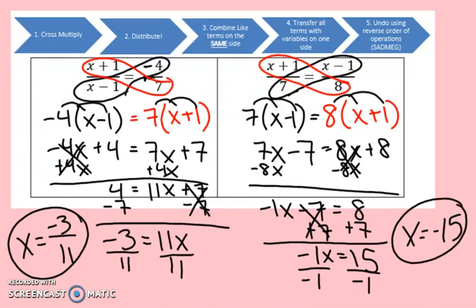We can check ourselves by plugging that number back into the original problem. Both sets of fractions should give you the same answer. If that's the case, then your answer is correct. If it gives you different answers, your answer is incorrect.